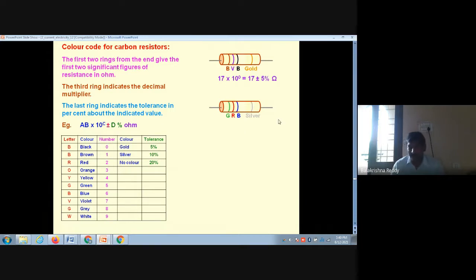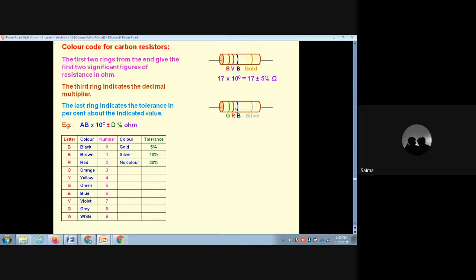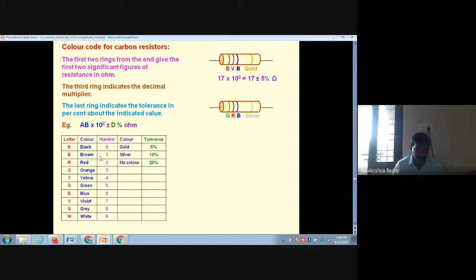Now, another example we will discuss. Let us say green is the first one. What is the number given to green? 5. And for the second ring, which is red, the number is 2. Next, blue. For blue, it is 6. So green is 5 and red is 2, giving 52, and blue is the multiplier, 10 to the power of 6.